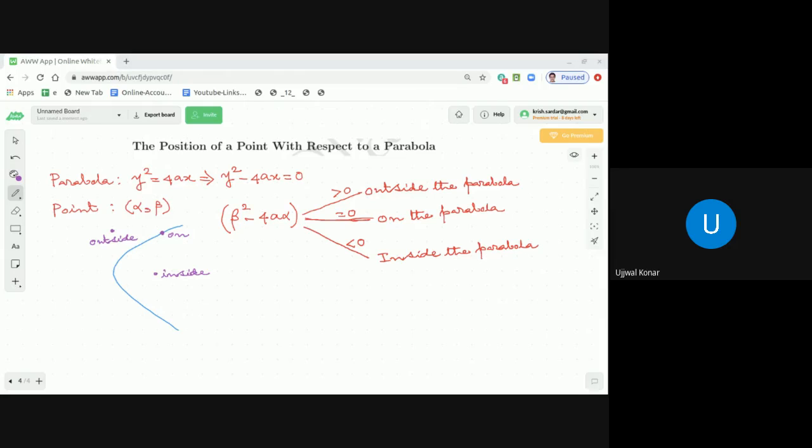Now the next point of discussion, dear students, is related to the tangent of a parabola. First we'll discuss the tangent of a parabola. So let me have this discussion on the next page, and let me take you to the next page first.